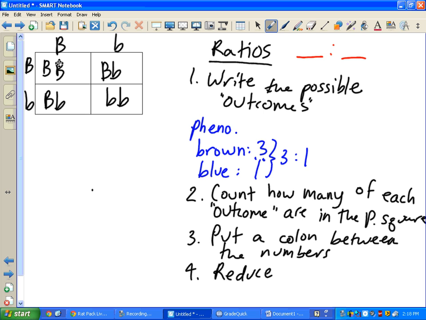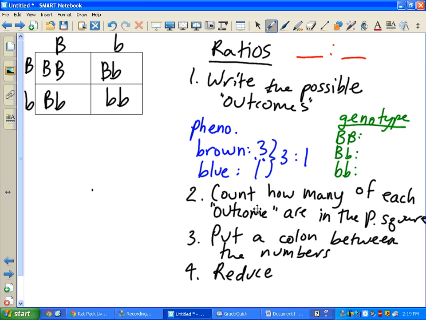For every 3 brown phenotypes we have 1 blue phenotype, 3 to 1. All right, so now if we wanted to do genotypic ratio here, we'd follow the same steps. Write the possible outcomes. Okay, well I've got 3 here, so I can either have big B, which is homozygous dominant. I can have heterozygous, which is going to be big B, little b. Or I also have homozygous recessive, little b, little b.